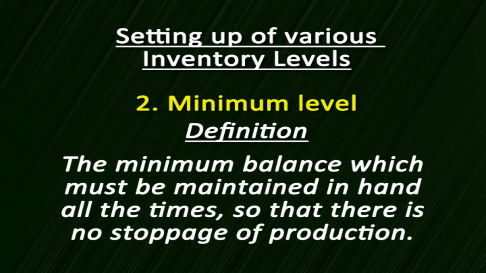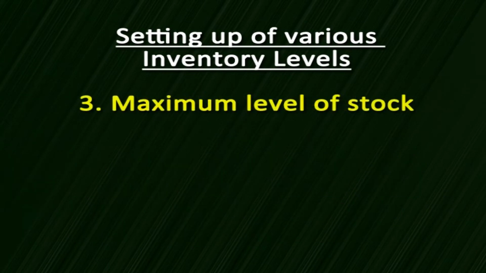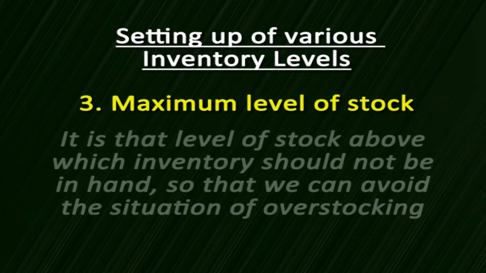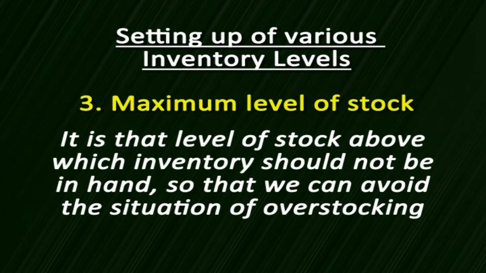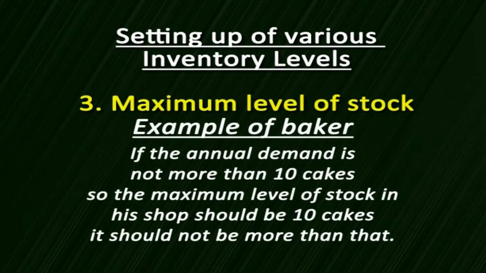so that there is no stoppage of production. Now we will learn another level that's known as maximum level of stock. Maximum level of stock is that level of stock above which inventory should not be in hand so that we can avoid the situation of overstocking. Taking the example of baker, if the annual demand is not more than 10 cakes, so the maximum level of stock in his shop should be 10 cakes. It should not be more than that.